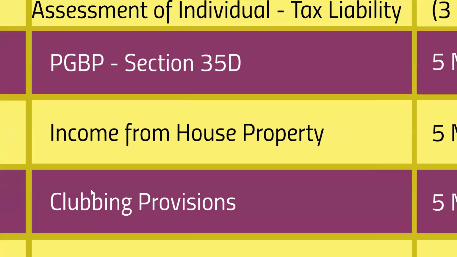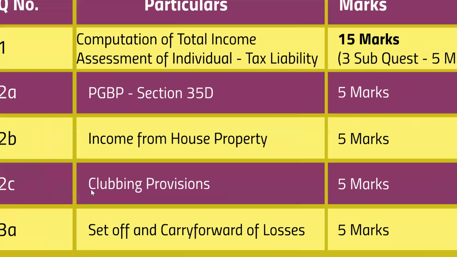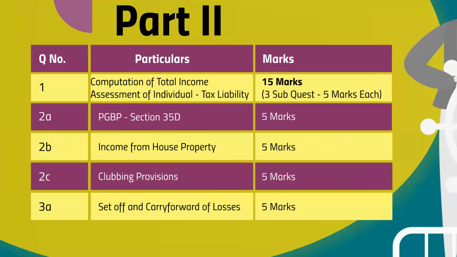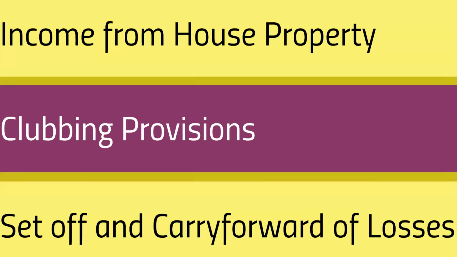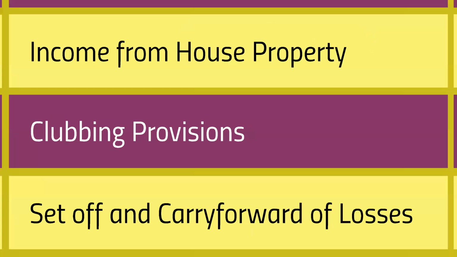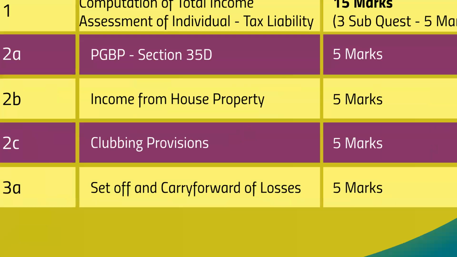Then moving further to the third part, the third sub-question under question 2, it was clubbing provisions. Clubbing provisions, that is, income of other person included in assessment of individual's income. Okay, another person's income is included in the computation of a person's income. So this is called clubbing provisions. There again, 5 marks. So these are the residual chapters.